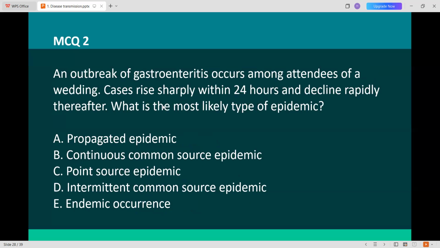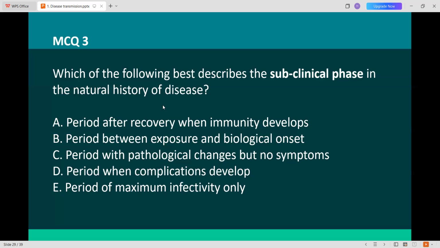MCQ number two: an outbreak of gastroenteritis occurred among the attendees of a wedding. Cases rise sharply within 24 hours and decline rapidly after. What is the most likely type of epidemic? A, propagated epidemic. B, continuous common source epidemic. C, point source epidemic. D, intermittent common source epidemic. E, endemic occurrence. C, yes, C is the right option.